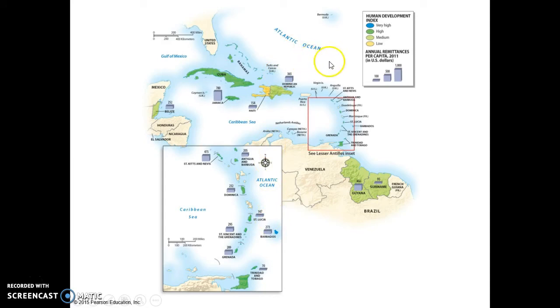This graph also shows you the remittances per capita. So we can see that Jamaica leads the way as far as remittances to the country. Most of them would actually be coming from the US.